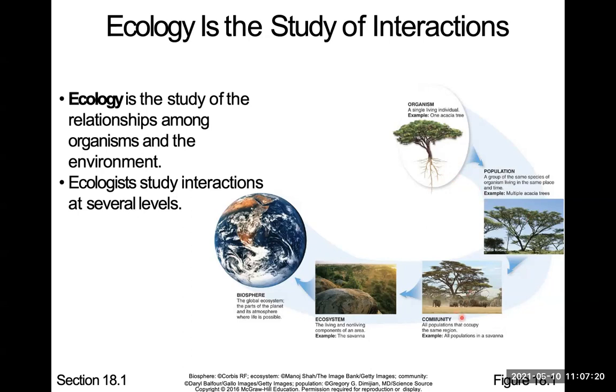And then a community is all populations in the same region. There is a population of these trees here, and there can be a population of these elephants there. That would make a community. So all populations in one area.